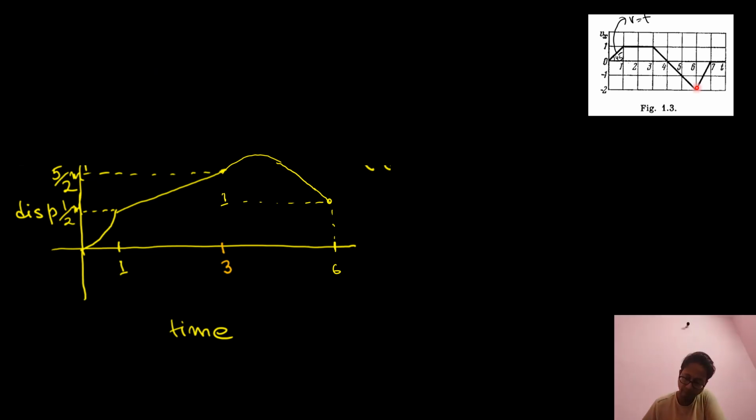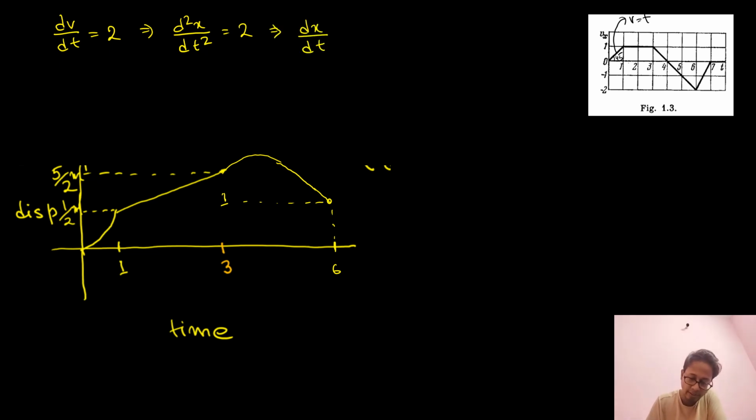So from t equals 6 to t equals 7, we get the equation dv by dt equals 2, or the slope is equal to 2, or d square x by dt square is equal to 2. If we simply integrate this, dx by dt would be equal to 2t plus some constant.